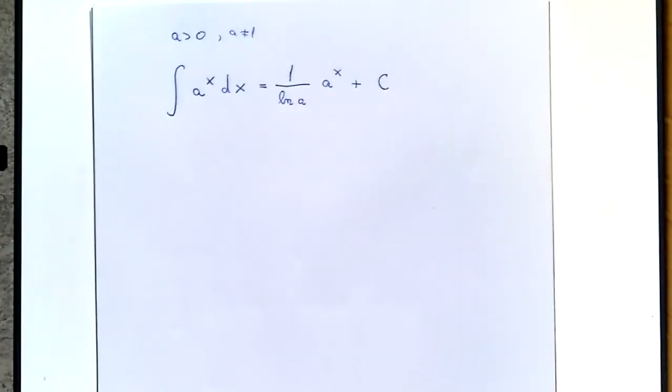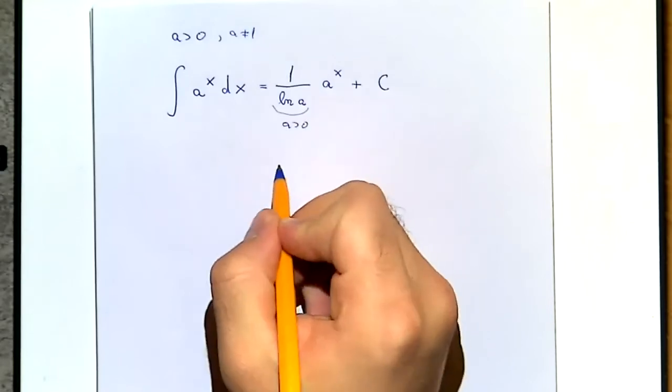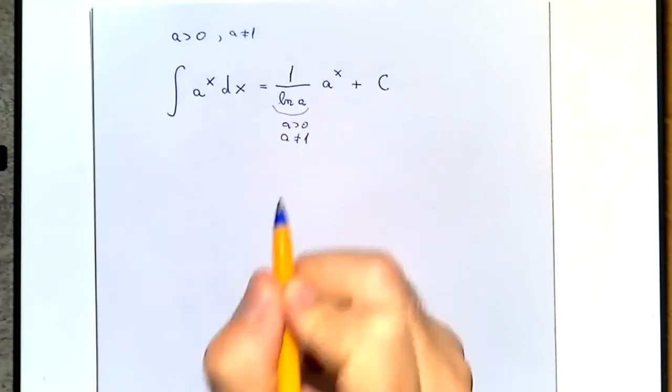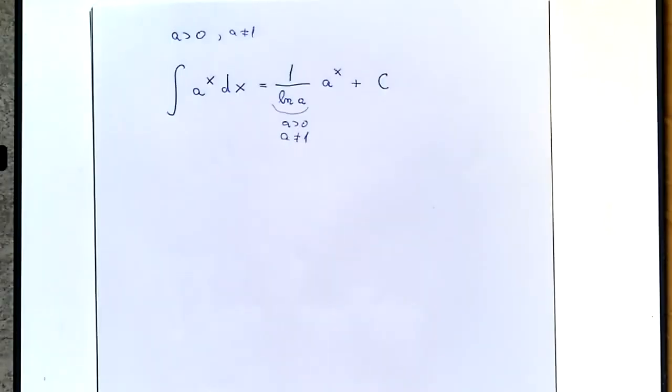Okay. And this is the formula again from the book. It makes sense why a has to be greater than 0 and why a cannot be 1, because otherwise you're going to have log of a negative number or log of 0 or log of 1, which is 0. So that's why those restrictions are there.